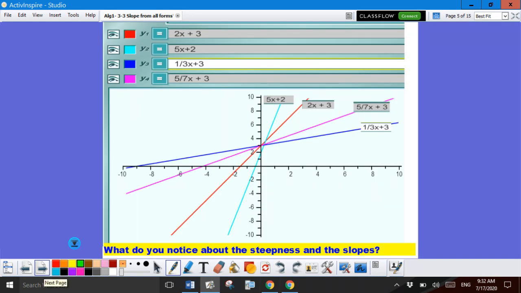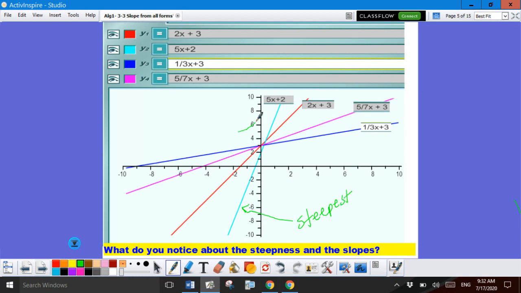Now let's see what happens when we look at steepness in terms of numbers, okay? Steepness in terms of numbers. So look at the blue lines. So this one has a slope of 1/3. So the dark blue line is 1/3 slope. Then we have 5/7, we have a 2, and we have a 5. Okay? Now, the steepest line is the light blue one.